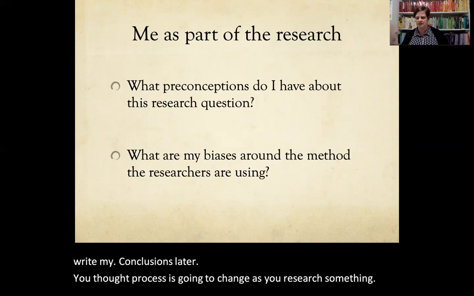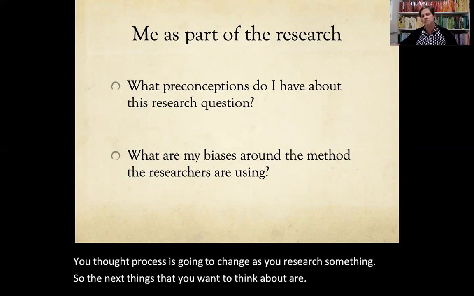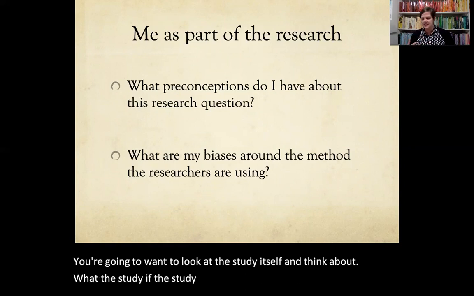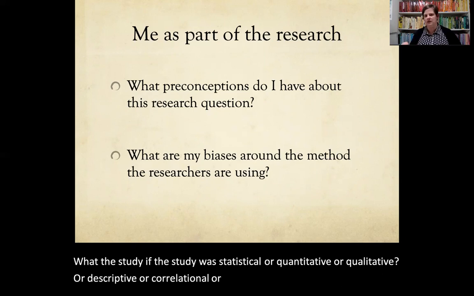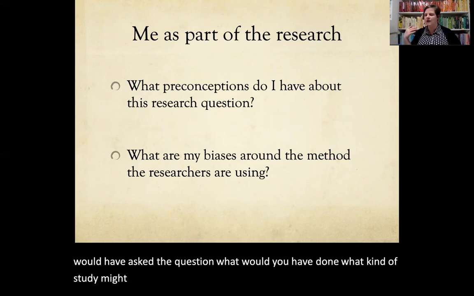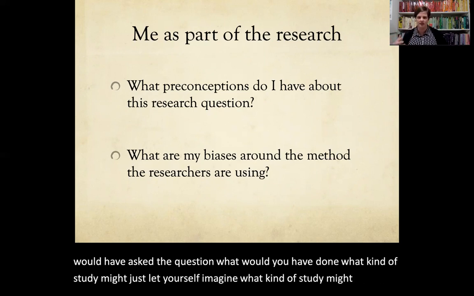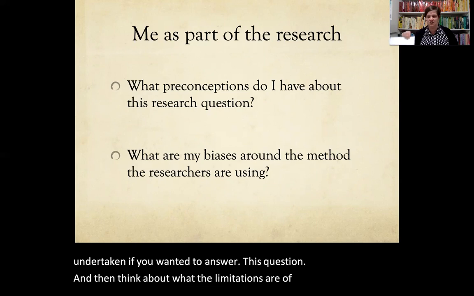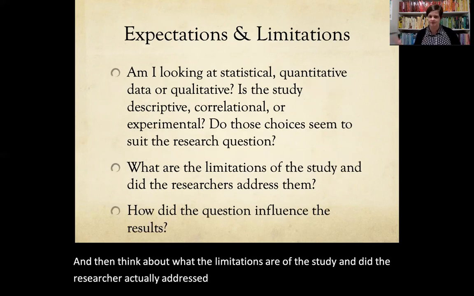So the next things that you want to think about are, you're going to want to look at the study itself and think about whether the study was statistical or quantitative or qualitative or descriptive or correlational or experimental. Think about how you would have asked the question. What would you have done? What kind of study might you have undertaken if you wanted to answer this question? And then think about what the limitations of the study are, and did the researcher actually address the limitations?